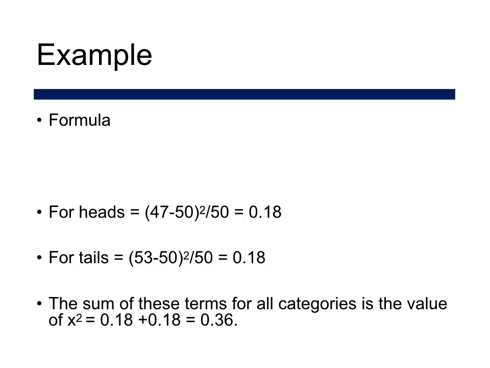So let's do the math. Taking our numbers, we observed 47 for heads minus the expected 50. We square that number, divide it by 50, and we get 0.18. We do the same for the tails and we get the same number. So the sum of these terms for all categories is the value of chi-squared. So we would add 0.18 plus 0.18 and we get 0.36.